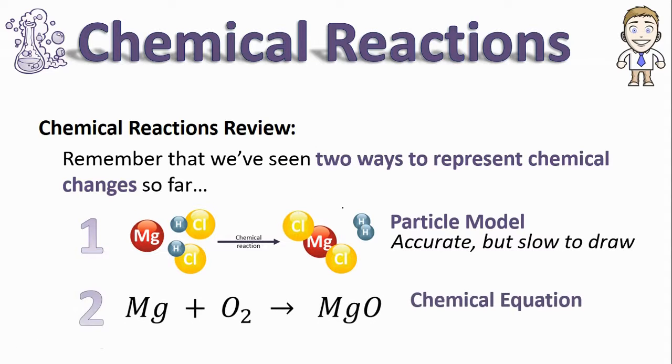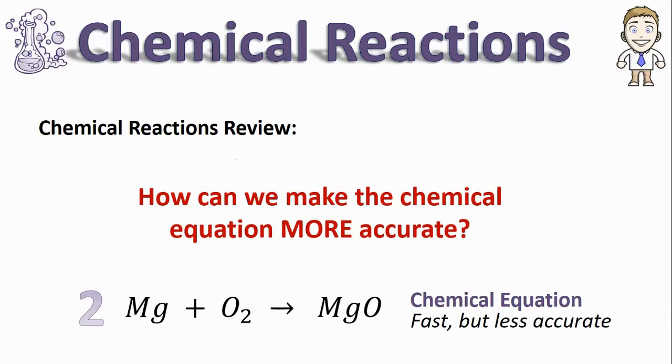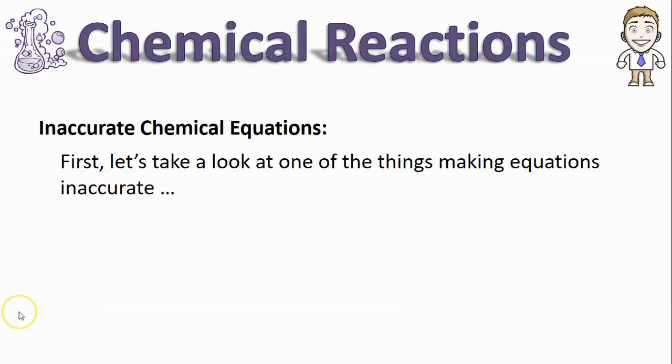In the last set of videos, we saw there's chemical equations which use formulas, so it's a lot faster, but it's less accurate for a couple reasons. This video is going to ask the question, how could we use the speed of the chemical equation but make it more accurate? So let's start off by taking a look at one of the things that makes equations inaccurate in the first place. A good example of this is Mg plus O2 turns into MgO.